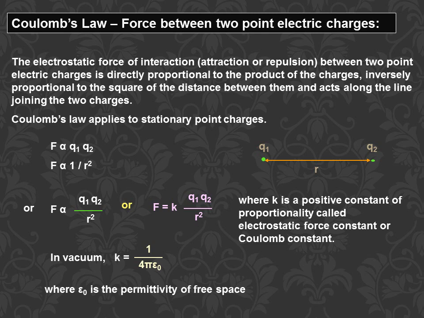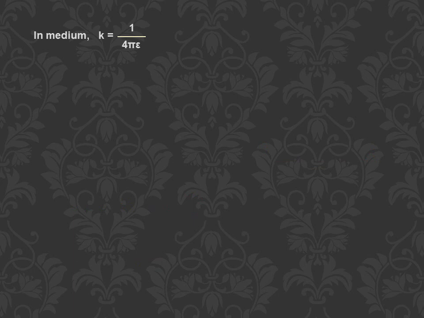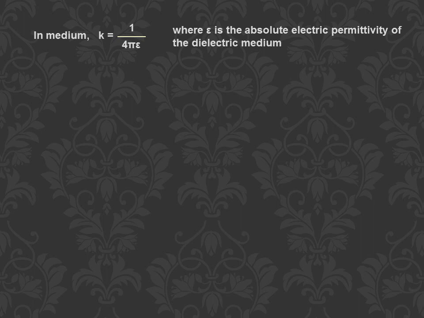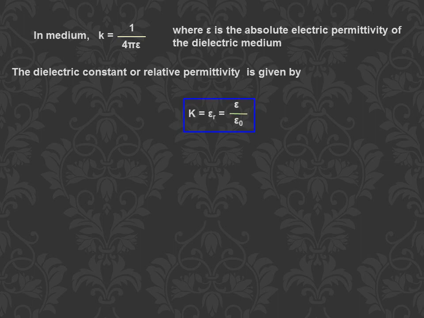The value of this small k in vacuum is equal to 1 upon 4 pi epsilon naught, where epsilon naught is the permittivity of free space. In a medium, small k is equal to 1 upon 4 pi epsilon, where epsilon is the absolute permittivity in a medium. Dielectric constant or relative permittivity is equal to epsilon by epsilon naught, that is, the ratio of the absolute electric permittivity in a medium to the absolute electric permittivity in free space or vacuum.